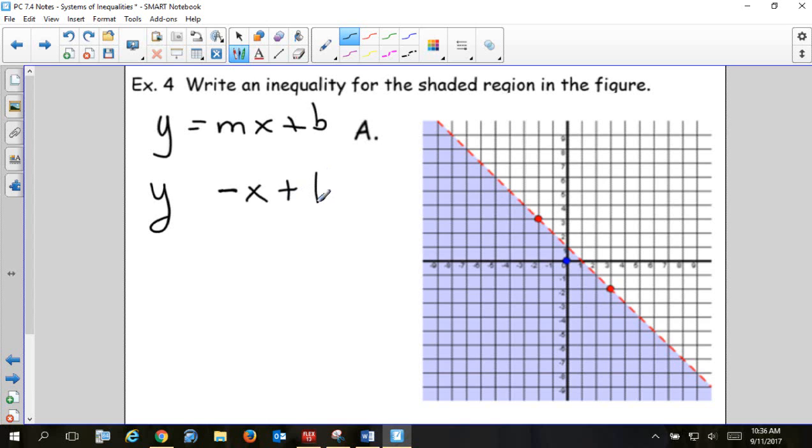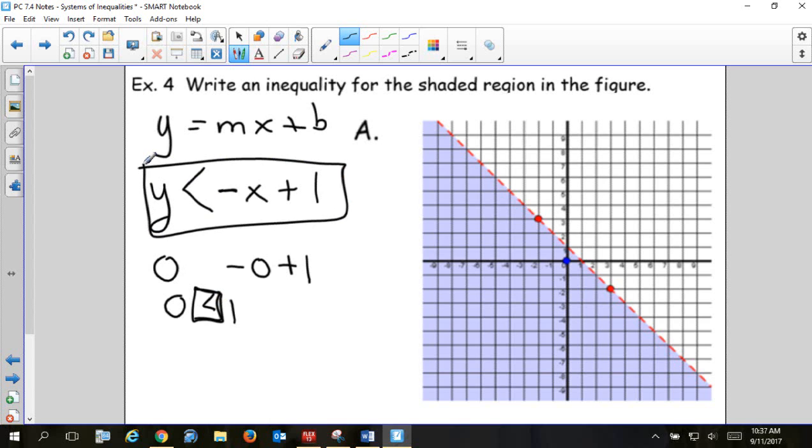So you could test a point, 0, 0, and figure out what sign has to go in this little spot here. What sign makes that true? It's got to be less than. And then we say, is it dashed line or is it solid line? It's dashed, so it's only less than, not equal to. Here's something else. If it is solved for y, you can also use, is it above or below the line? If it's below the line, it's going to be less than. So that would be another way of figuring that out, besides testing it.